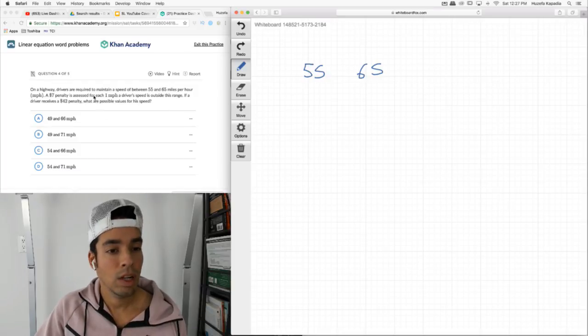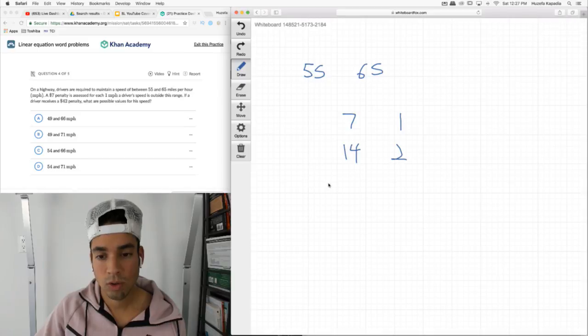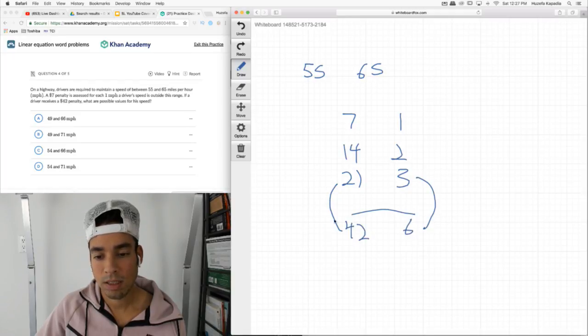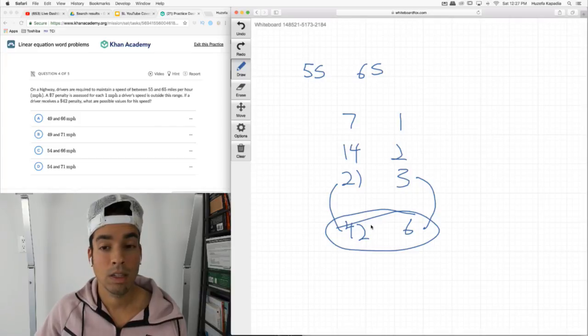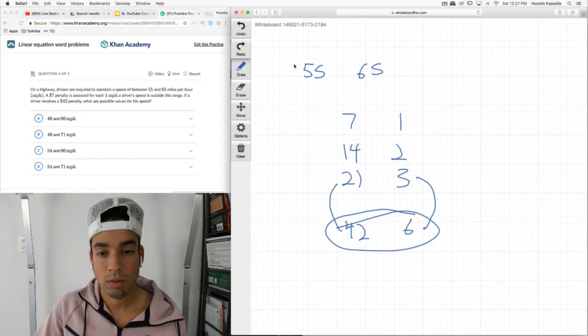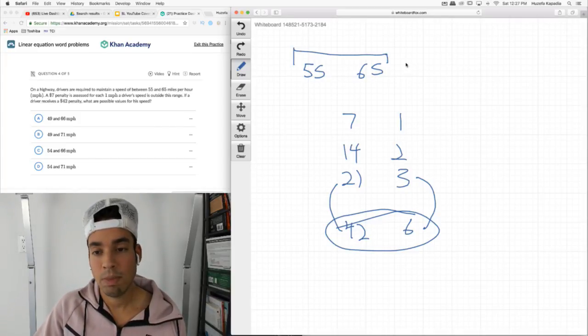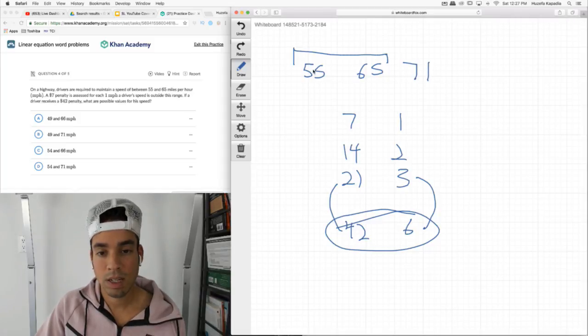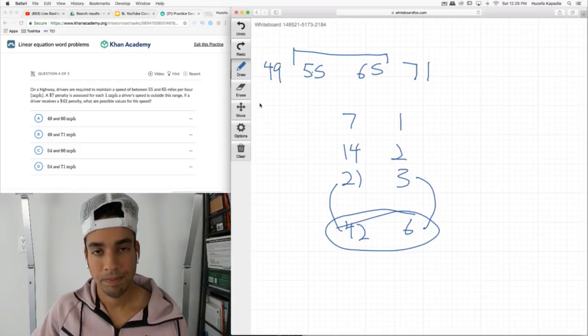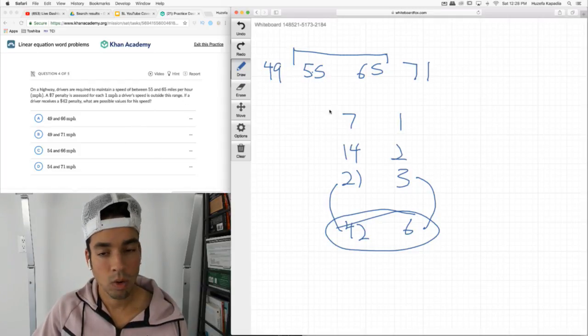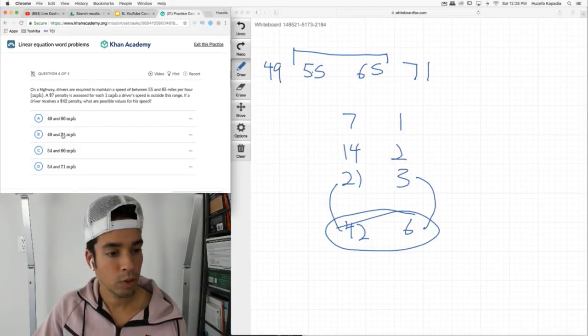Okay, so $42, it's $7 per mile, right? So 14 for 2, 21 for 3, so on and so forth, right? So we're talking about a $42 penalty, which would be double 3, which would mean it's 6 miles either below or above this target range here. So 6 miles above would put it at 71. 6 miles below would put it at 49. So they're either going 49 or 71 miles per hour, which is B.